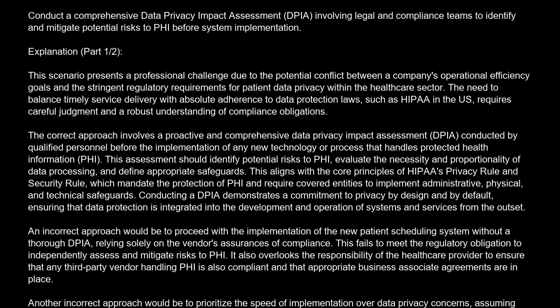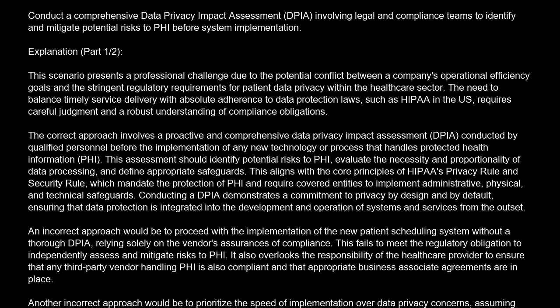This assessment should identify potential risks to PHI, evaluate the necessity and proportionality of data processing, and define appropriate safeguards. This aligns with the core principles of HIPAA Privacy Rule and Security Rule, which mandate the protection of PHI and require covered entities to implement administrative, physical, and technical safeguards. Conducting a DPIA demonstrates a commitment to privacy by design and by default, ensuring that data protection is integrated into the development and operation of systems and services from the outset.